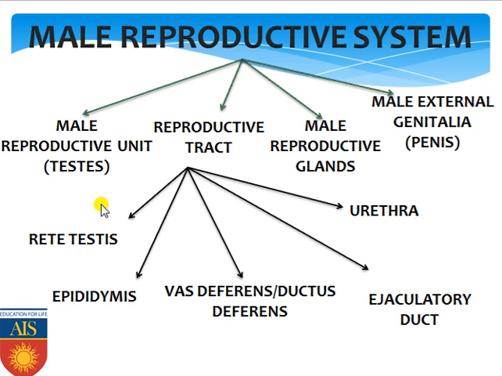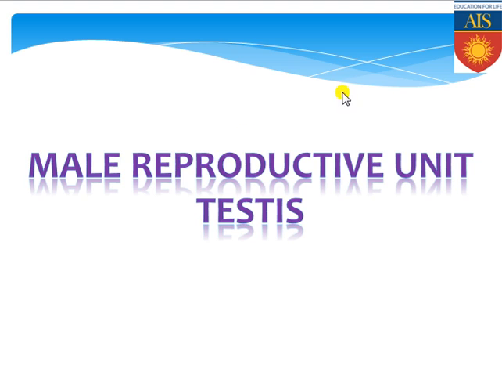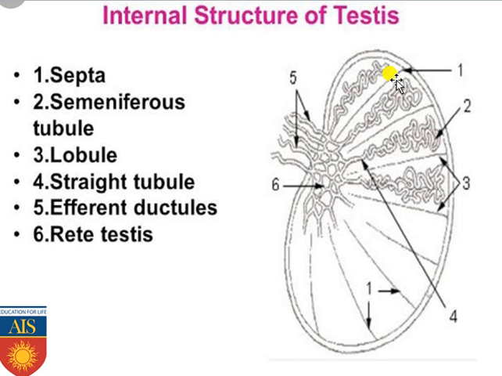So we are proceeding to the next slide and we will be starting the discussion of the male reproductive unit, that is the testis. First of all, you can see the overall diagram of the testis. This is the overall structure of the testis. Let's see the structural parts commonly found in the testis. First one is obviously the septa. Septa are the membranous structures which separate the entire testis into multiple lobes or lobules. For that reason, they are commonly known as testicular lobules.